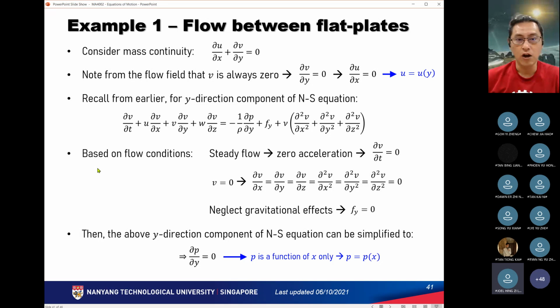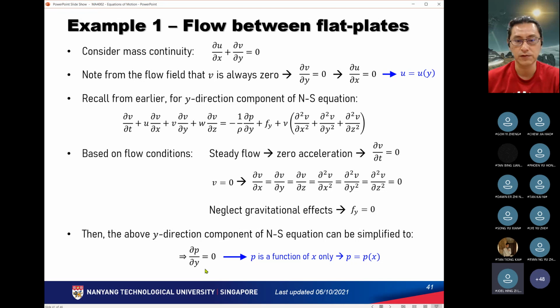Yeah? So now, based on our assumptions, since we're already assuming that the flow is steady, that means there's zero acceleration. So del v by del t can be assumed to be zero. So this term goes to zero. And since v equals zero, plenty of these terms can be set to zero as well. In fact, all these terms can be set to zero. And if we assume that gravitational effects are negligible, we can set Fy here to be zero as well. After cancelling all the terms that you're able to cancel, after reasonable assumptions, at the end of the day you're going to be left with del p by del y is zero.